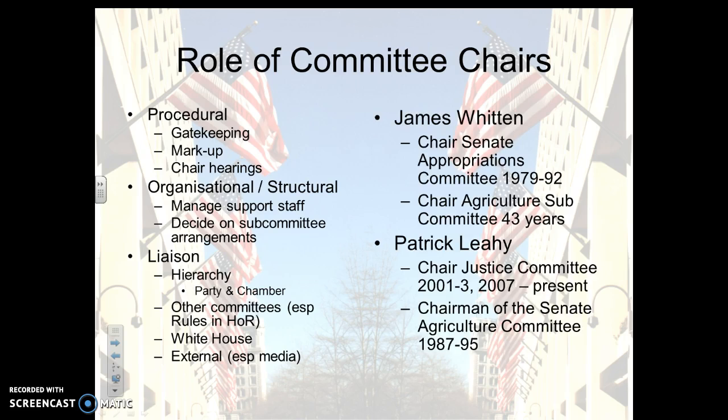Now, here are some examples of committee chairmen who were there for a long, long time. Look at that, 79 to 92. And he was chairman of the subcommittee for 43 years. Patrick Leahy, he is chairman of the Justice Committee. What we're seeing here are committee chairmen who are incredibly powerful.